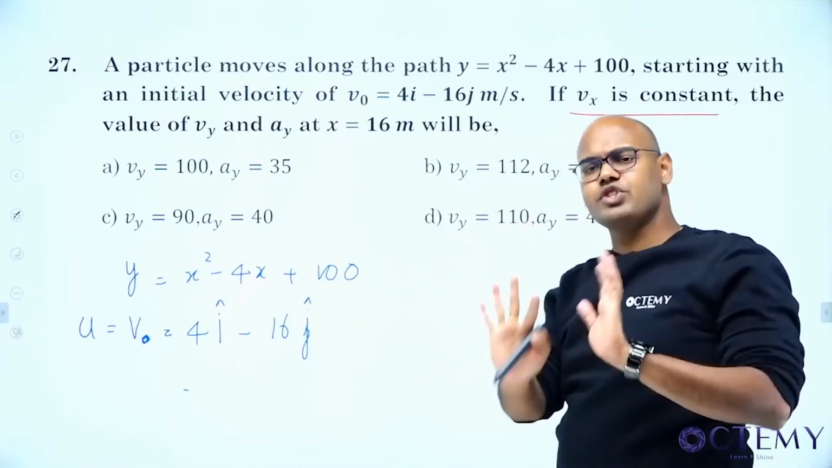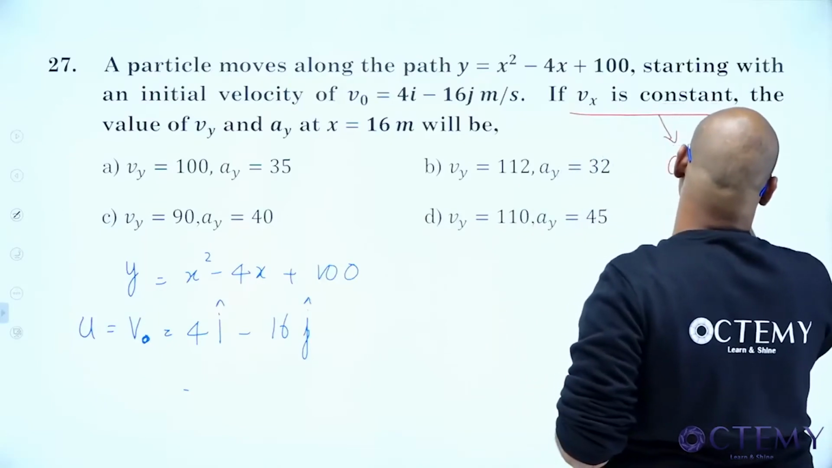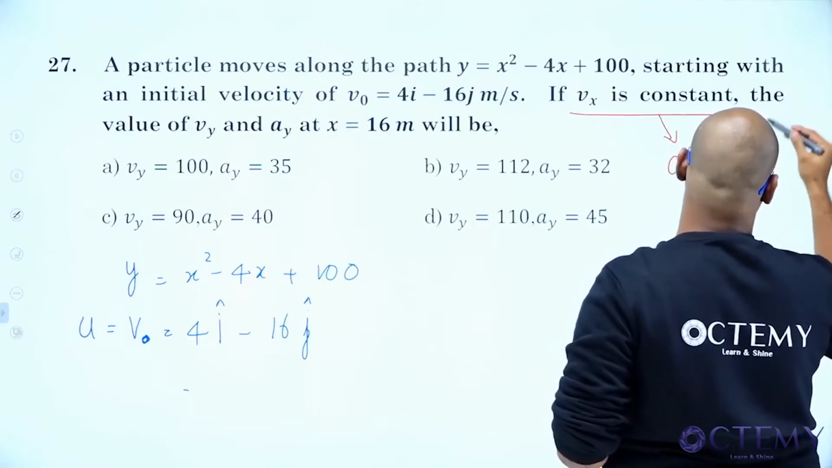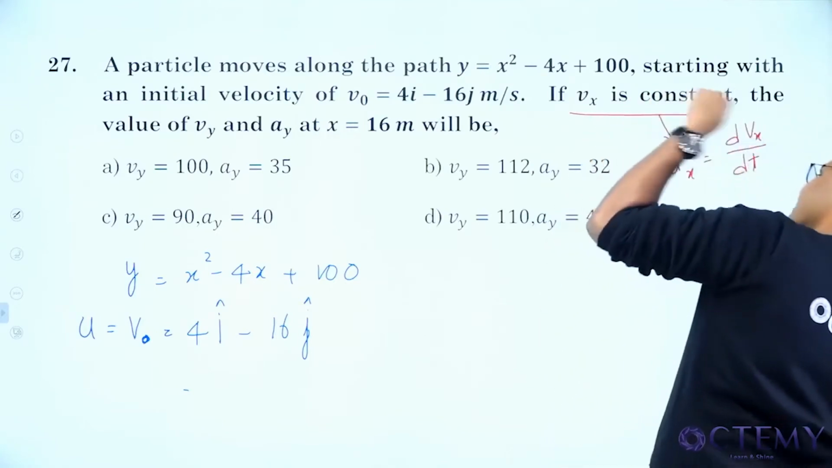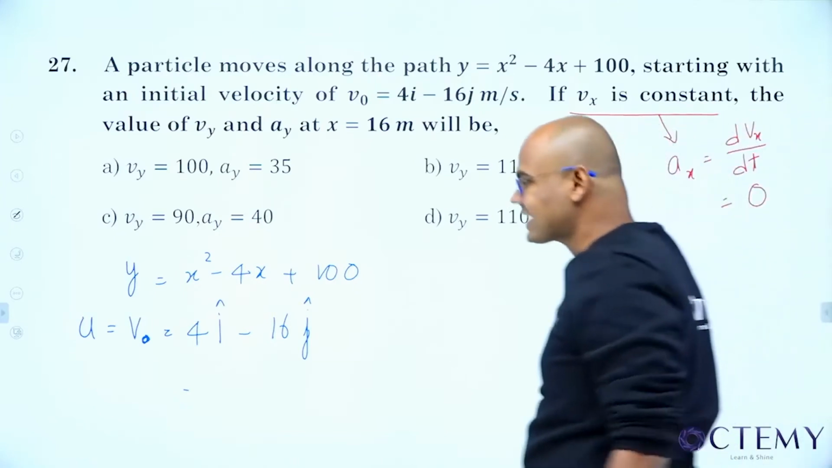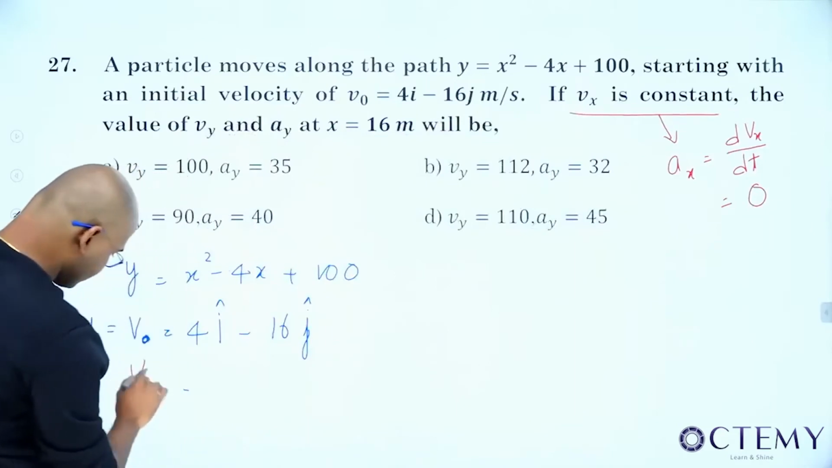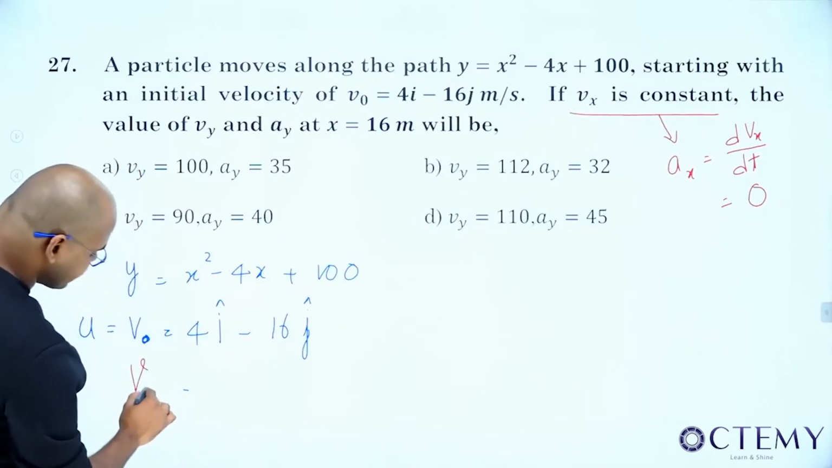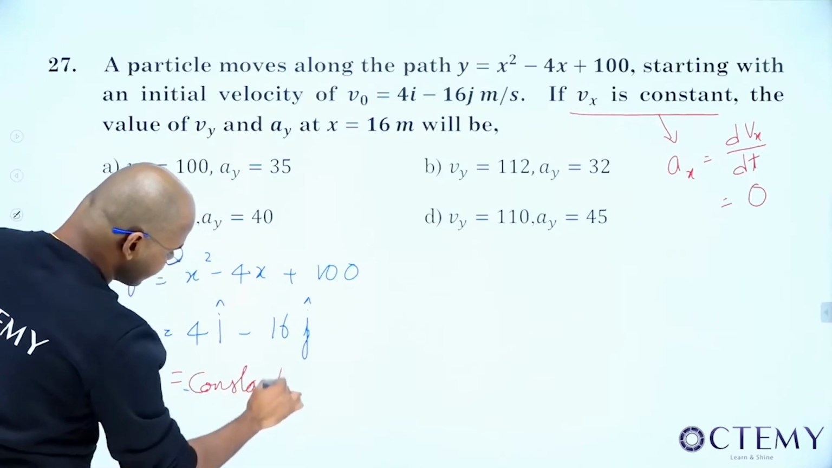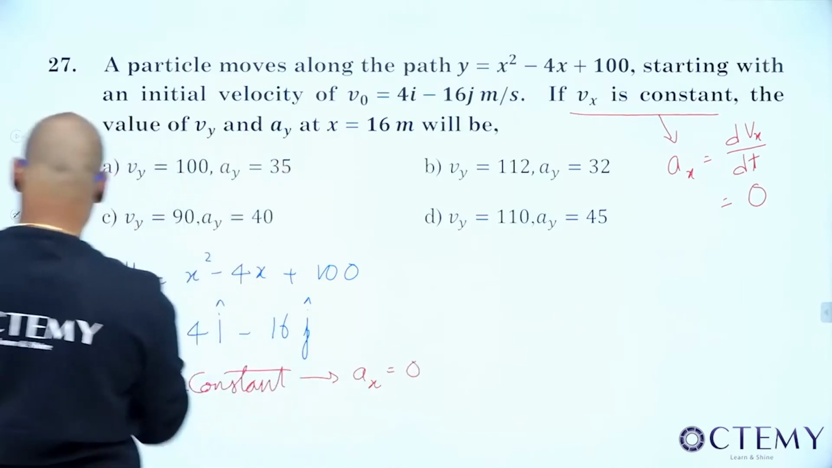But if velocity in x direction is constant, what will happen to acceleration in x direction? Acceleration in x direction is nothing but what? Rate of change of velocity in x direction by time. If Vx is constant, derivative of Vx will become 0. That means indirectly he is saying acceleration in x direction is 0. Velocity in x direction is constant, that means acceleration in x direction will become 0. Very good. Next.